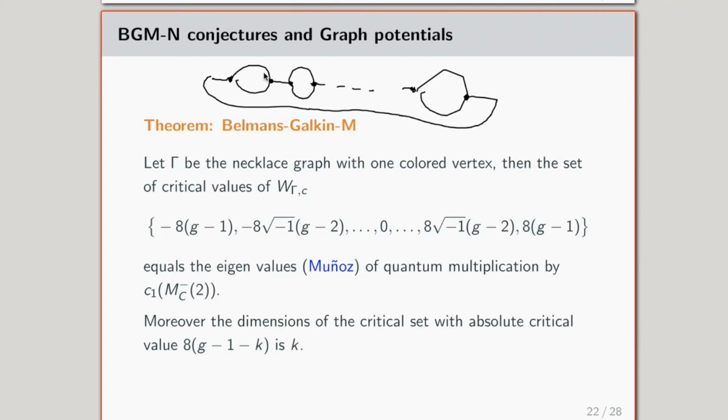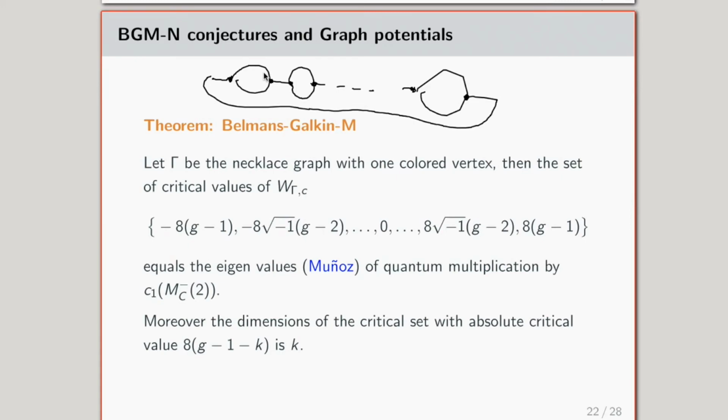If you look at the necklace graph with one colored vertex, then you can compute the critical sets of this thing to be exactly what you get from the eigenvalues of quantum multiplication by mu naught. So this agrees with that observation from mirror symmetry, and that provides support to the conjecture that we had.